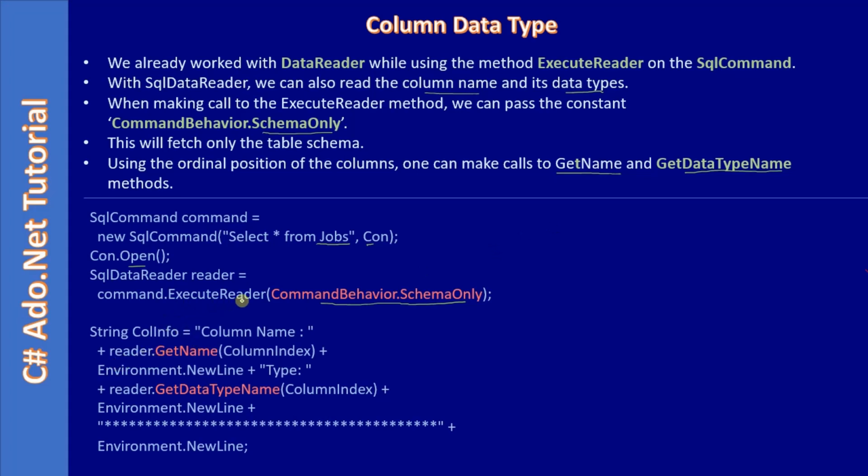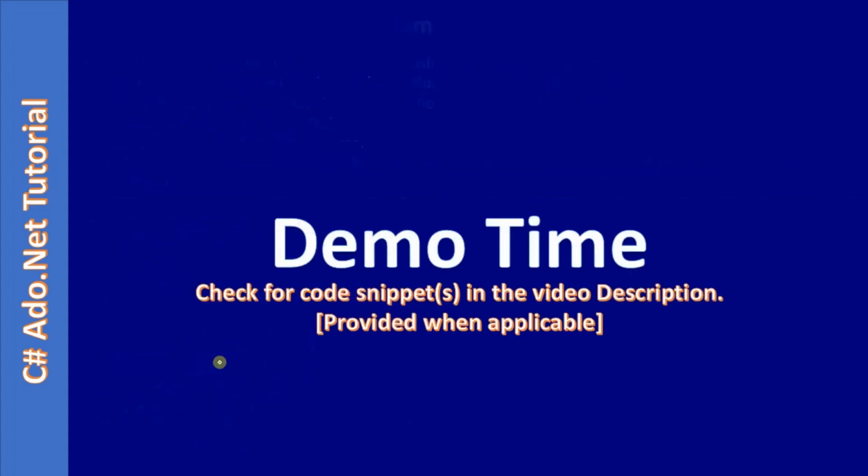Once the reader is ready, we are making use of reader.GetName. This will give us the column name. Of course, we have to pass the ordinal position, the column index. Here also, we are passing the column index to the method GetDataTypeName. So GetName and GetDataTypeName will give us the column name as well as its data type. And we are simply printing that in the output window. Now let's go to the demo and continue with our example.